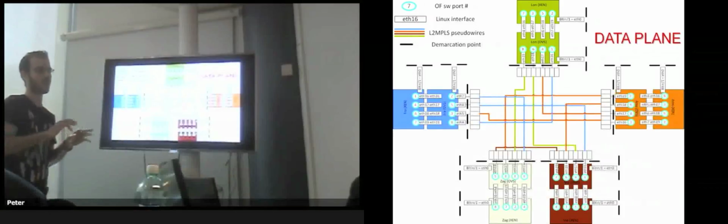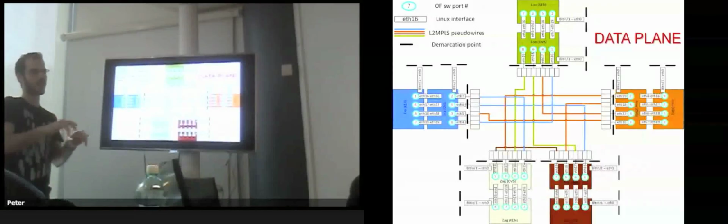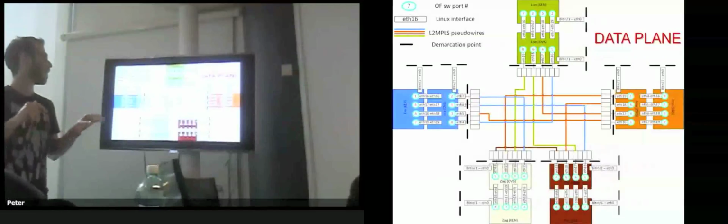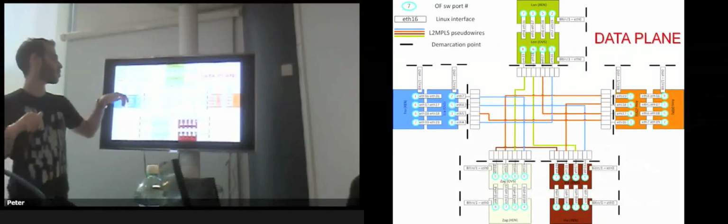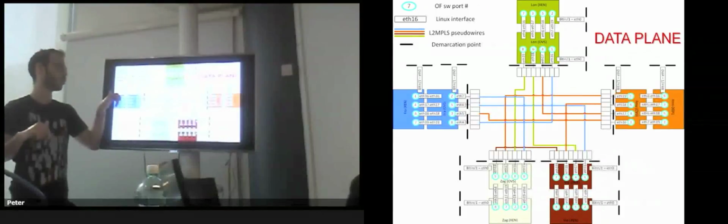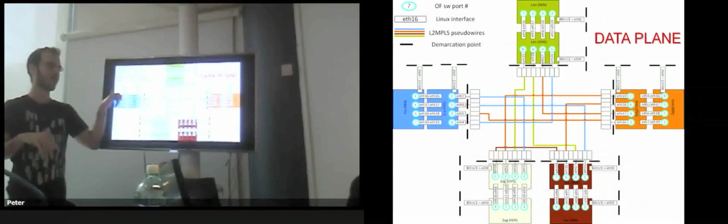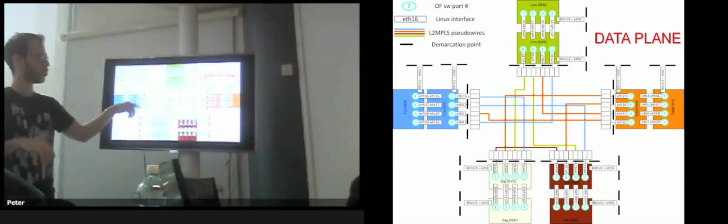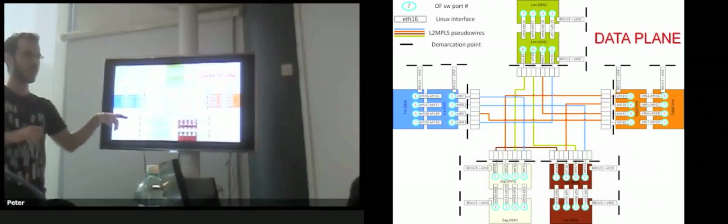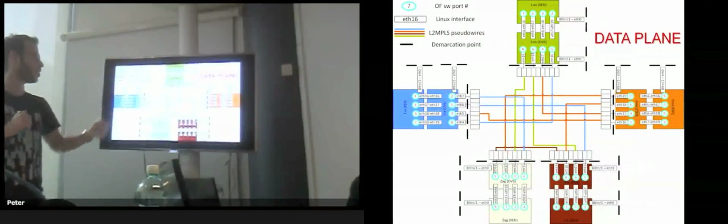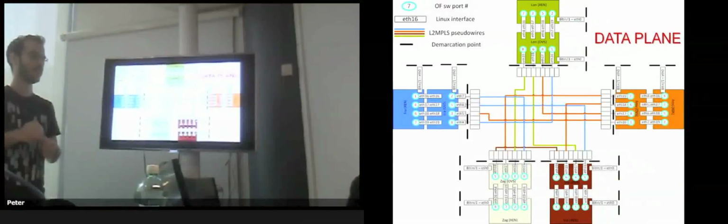You cannot say from your controller, please forward this and that to F16. You should say, okay, I will push a rule for this flow, and the action is to forward from port 1, not 16. So I also use this figure to identify which OpenFlow port name is the real name of the interface.